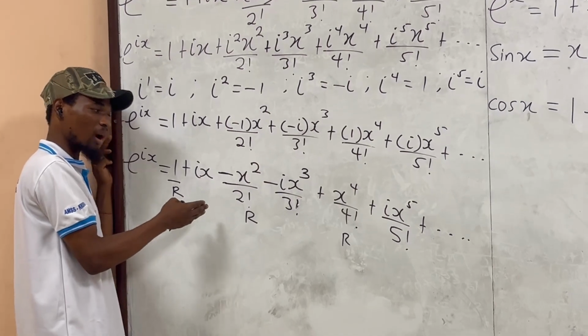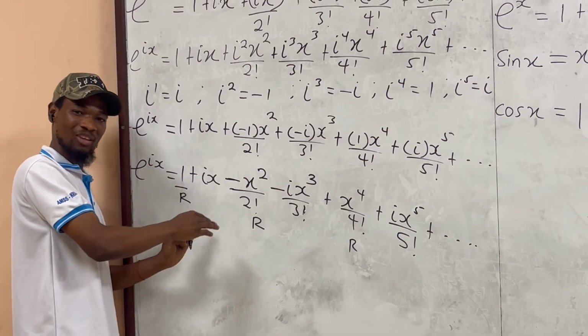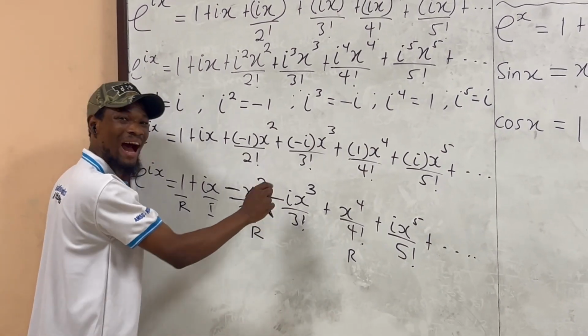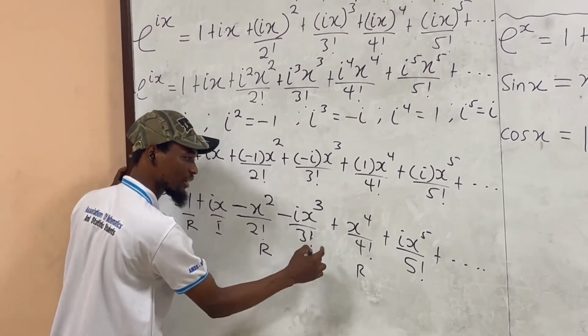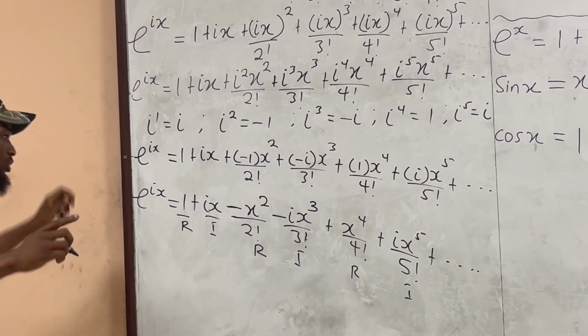So what we have to do is group the real part at one side, then group the imaginary part at one side. So this is the imaginary part. These are the ones with the i, those are the imaginary. This also contains i. This is also imaginary. So let's do that.